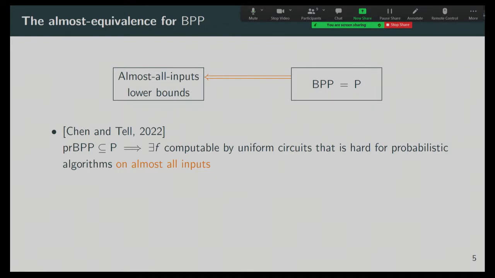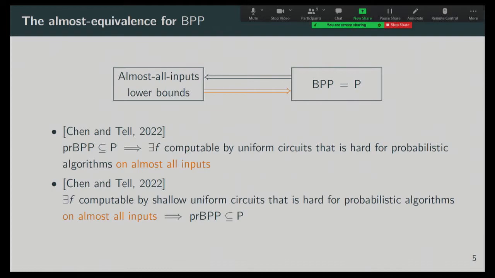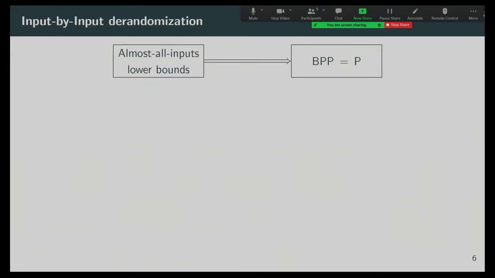In the other direction, if there is this hard function, but now it's computable by shallow circuits, and it's hard for probabilistic algorithms on almost all inputs, then we can derandomize promise BPP. Right? So the only actual gap here is the depth of the circuit. Right? It needs to be shallow for the derandomization result, and it's not necessarily shallow when we go from derandomization to hardness. Okay, so how are these almost all input lower bounds to derandomization results proven?